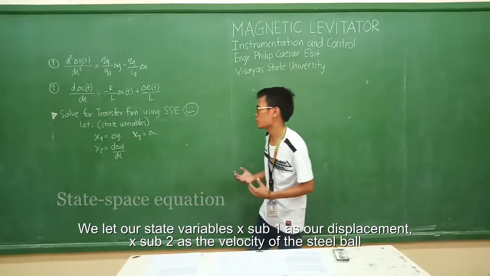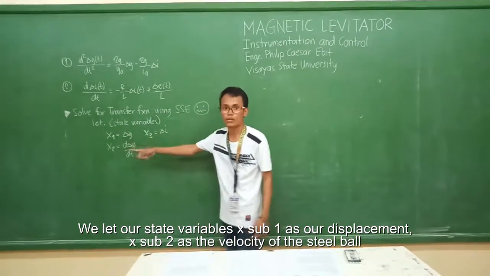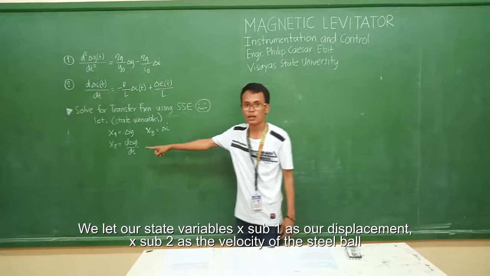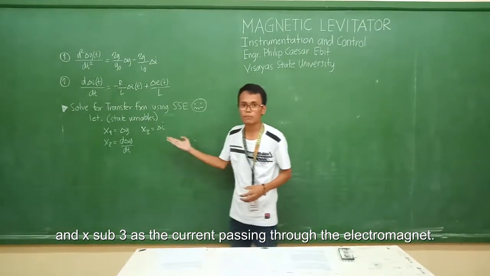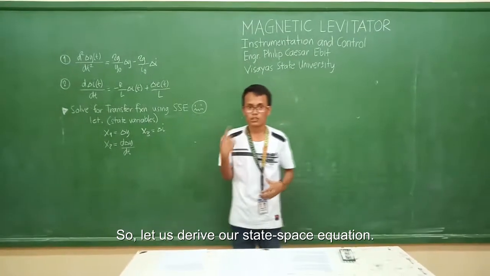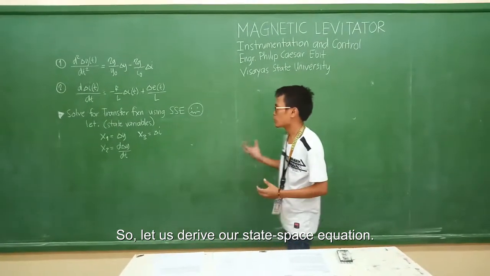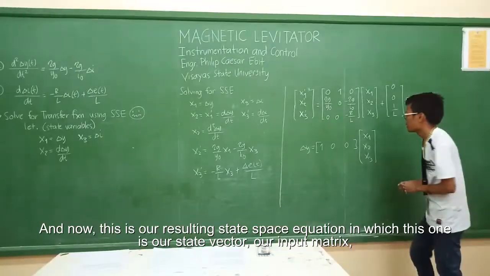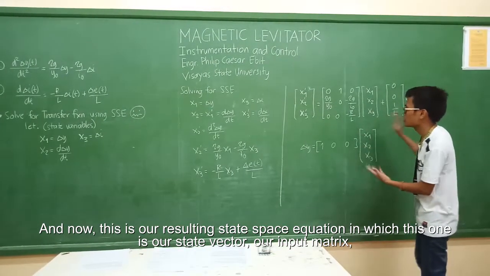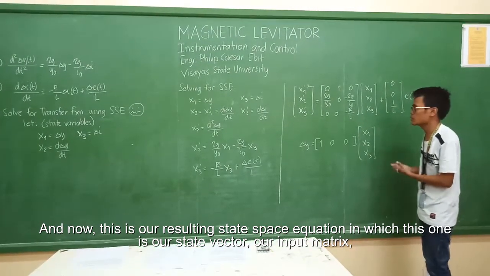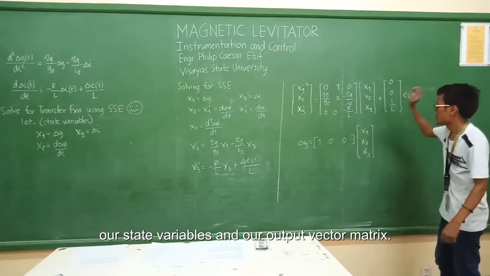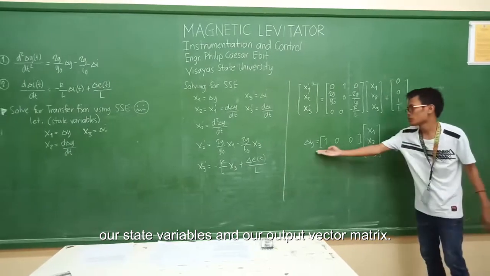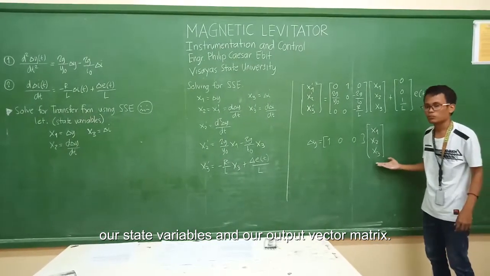We let our state variables x sub 1 be our displacement, x sub 2 the velocity of the steel ball, and x sub 3 the current passing through the electromagnet. So, let us derive our state space equation. And now, this is our resulting state space equation, in which this one is our state vector, our input matrix, our state variables, and our output vector matrix.